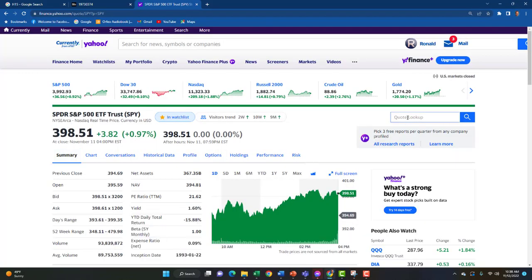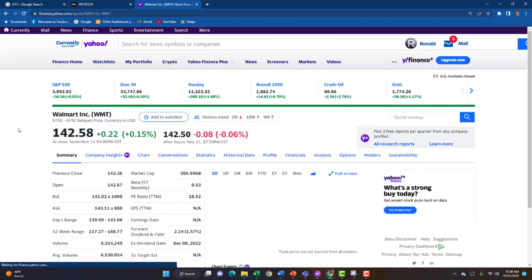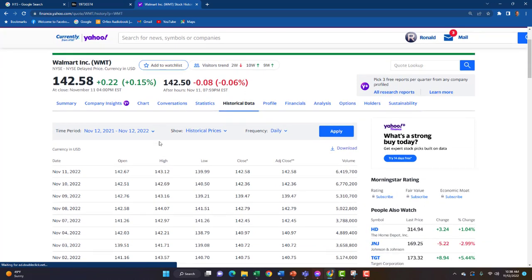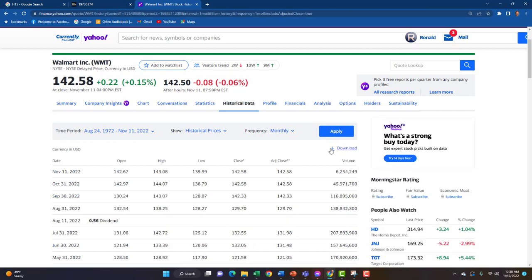So for Walmart, if I go back to Yahoo Finance, I find Walmart and I click on historical data. I'm going to ask for the max. I'm going to ask for monthly, so that's very important. You want max and then you want monthly, then you hit apply and then you can download that.